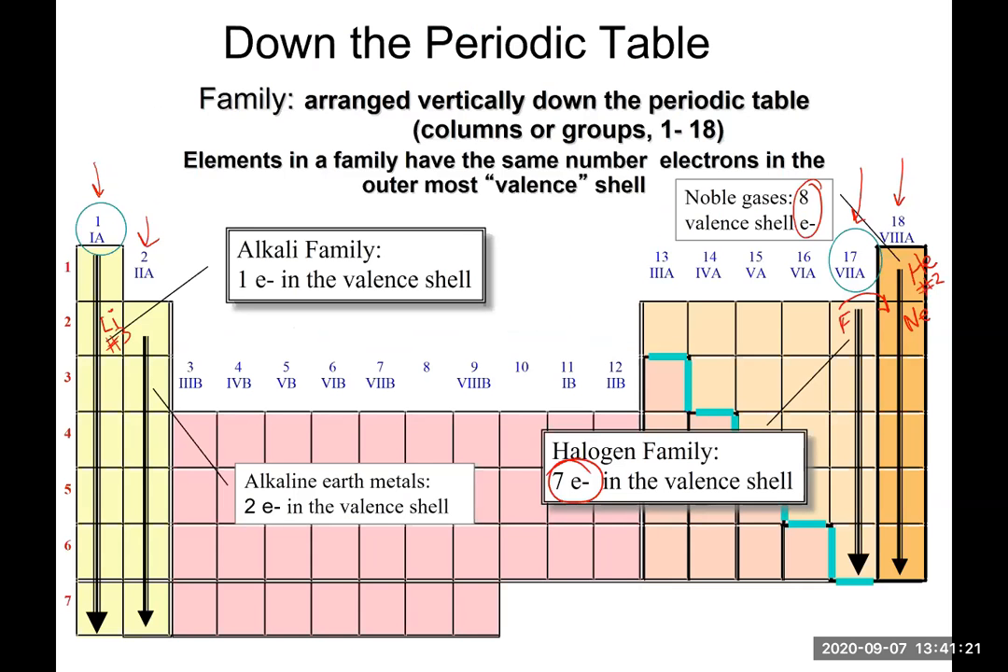So all essentially lithium has to do is give up 1 electron, and it can have the electron configuration of helium. Now, helium is the 1 noble gas that is stable with 2 electrons. All the other noble gases are stable with 8 electrons.